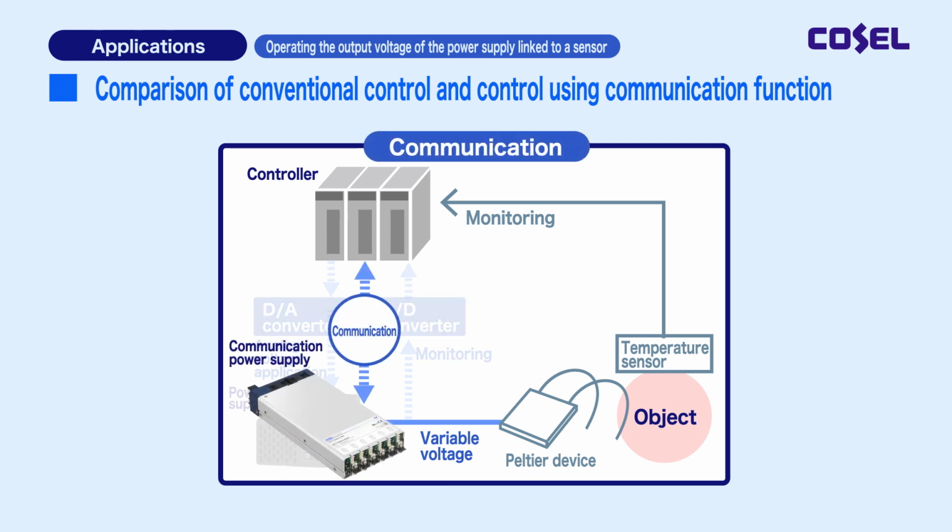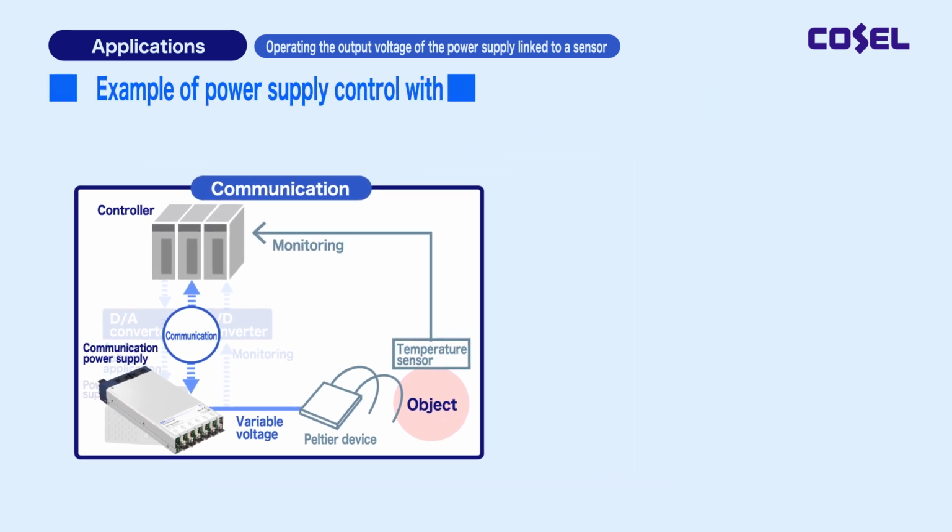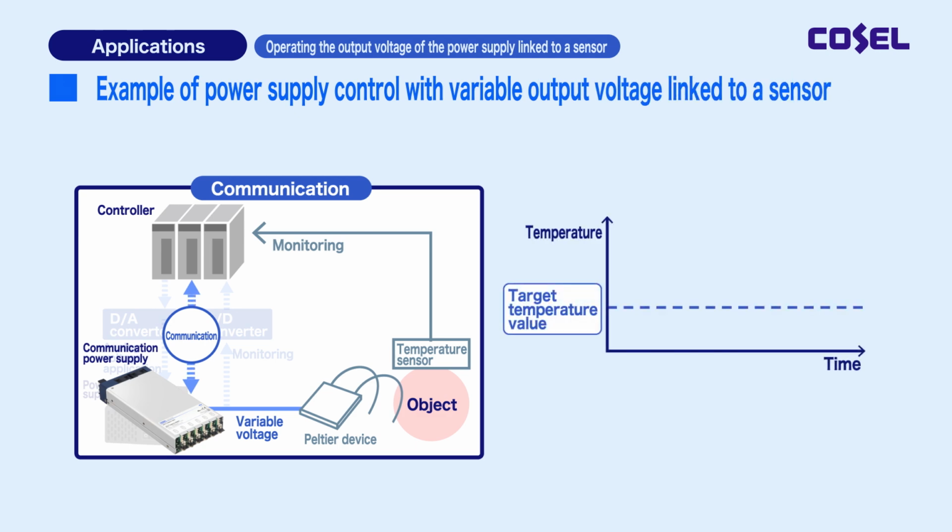Using the communication function reduces peripheral circuits because power supply monitoring and voltage control can be performed via communication. It also enables design changes to be made with software on the controller. The temperature sensor value can be fed back and controlled to achieve the target temperature by varying the voltage.